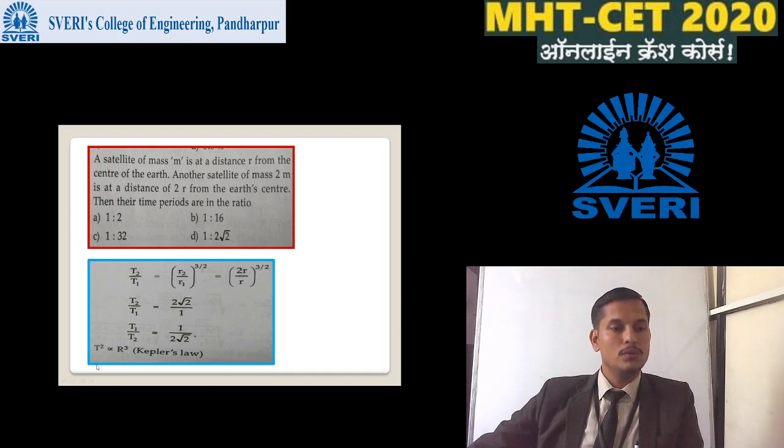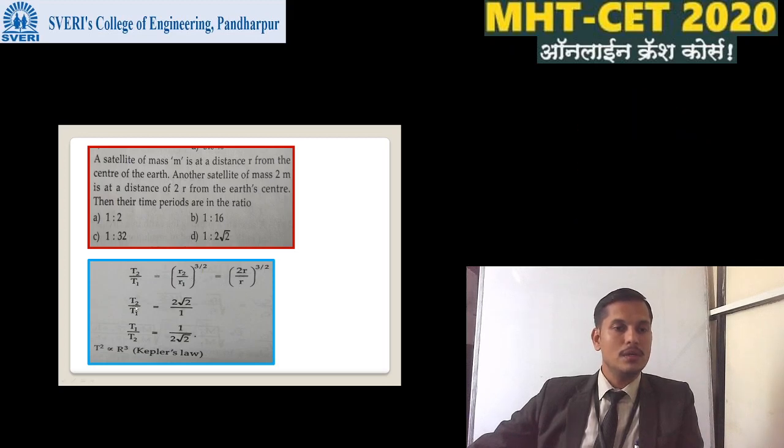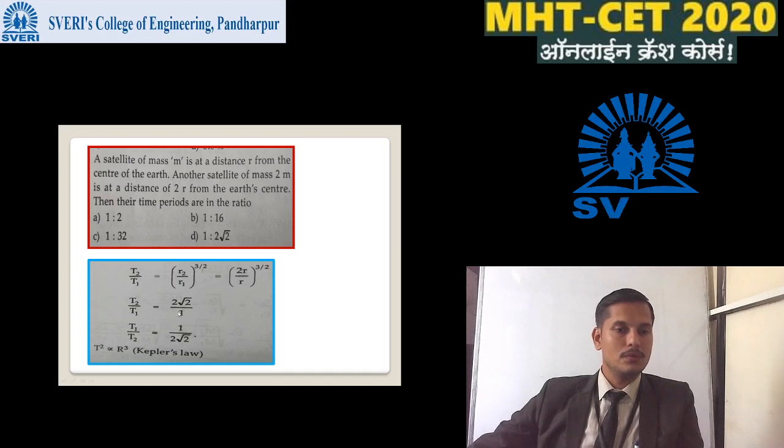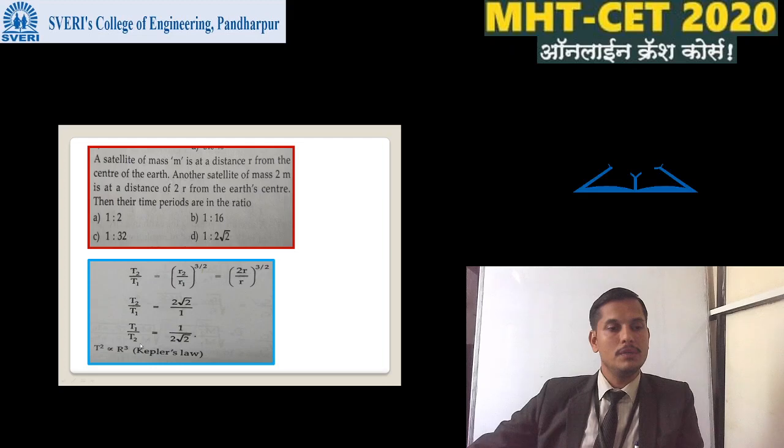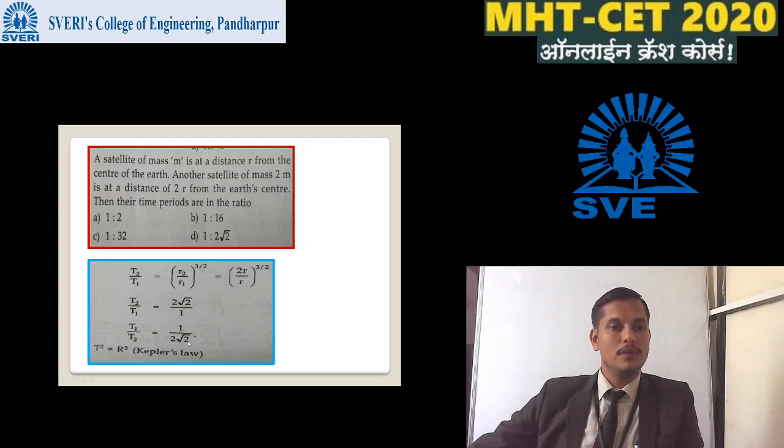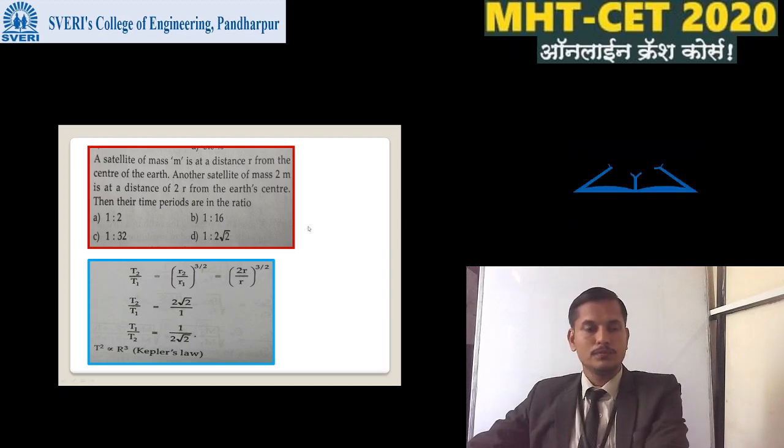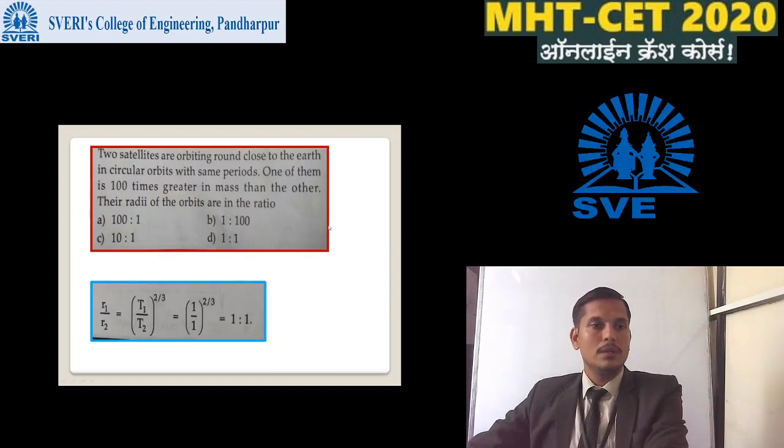So we know that T square is proportional to r cube, T2 upon T1 is equal to r2 upon r1. So we are adjusting this term, that is square and cube, so it becomes raised to 3 by 2. So it is twice r and r. We are putting the values. After adjusting the terms, we are getting it as 2 root 2 divided by 1, and the ratio is nothing but T1 by T2, which is equal to 1 divided by 2 root 2. It is option D, 1 is to 2 root 2. So we move to the next one.